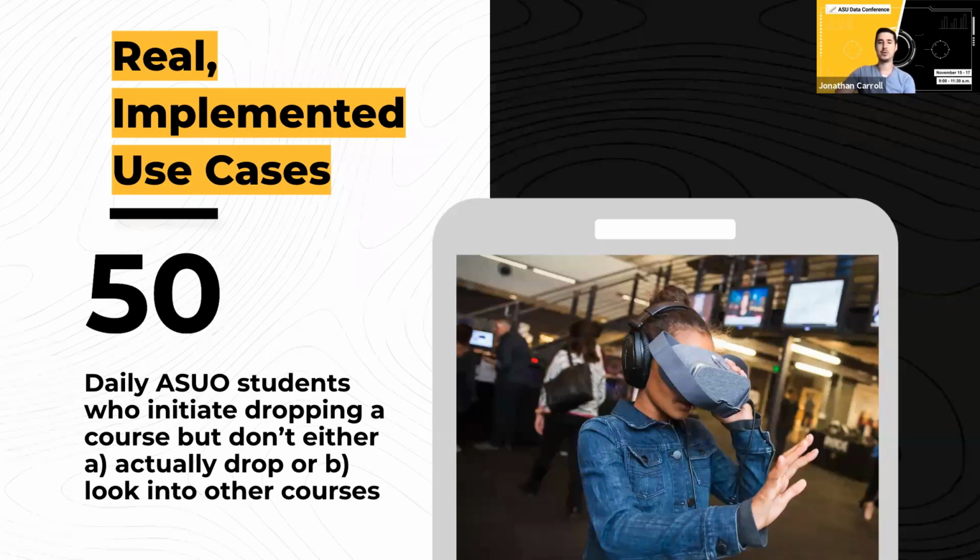In that scenario, we want to make sure that ASU is able to rally behind the student, make sure that they're aware of the support, not to try to make them not drop if it's truly the thing they need to do. But if they're dropping because it's something that we can help with, a resource that we can provide, we want to make sure that the student's aware of it.